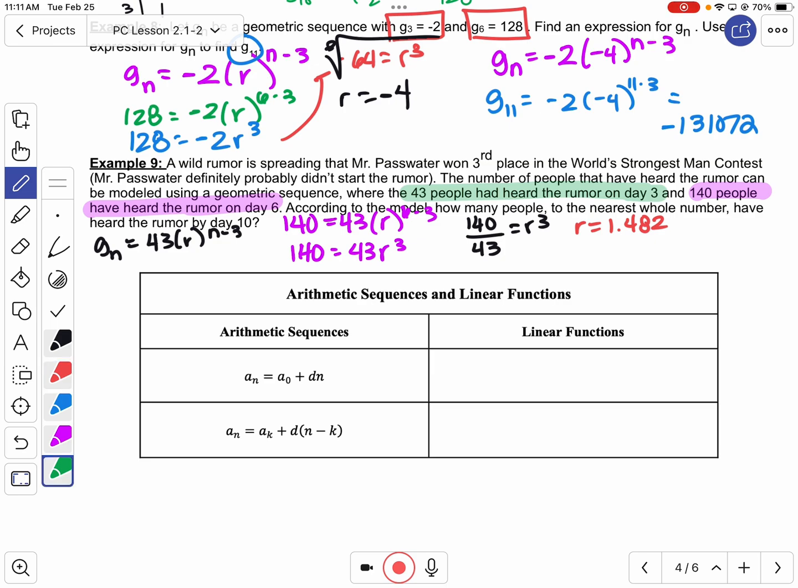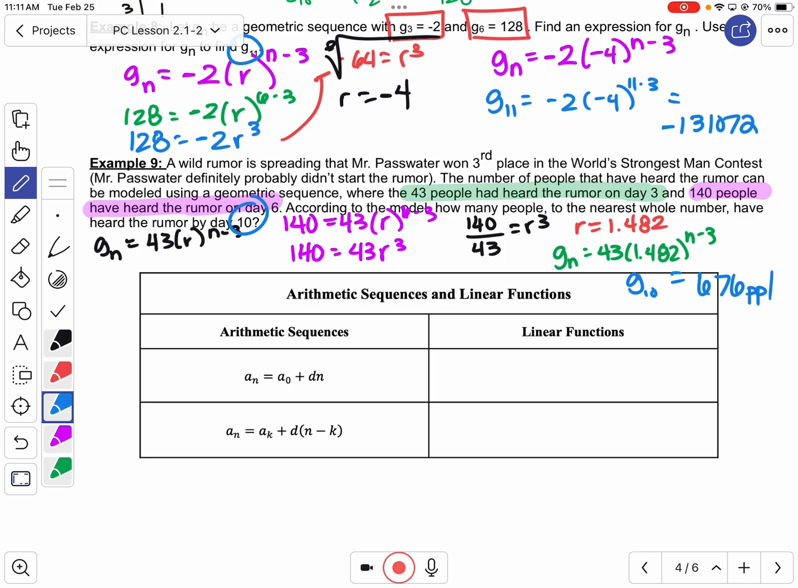If we plug everything back in, g sub n equals 43 times 1.482 to the n minus 3. And we want to plug in a 10. All right, g sub 10. Did you get about 676 people? So we just plug it into what we had. All right. Good, good, good.